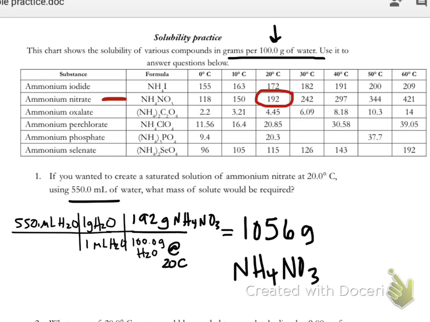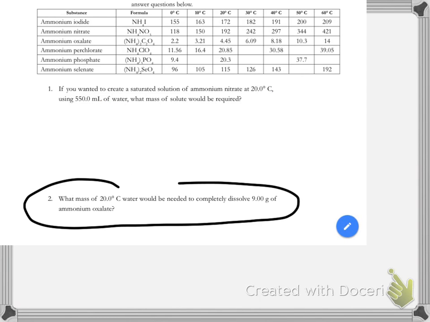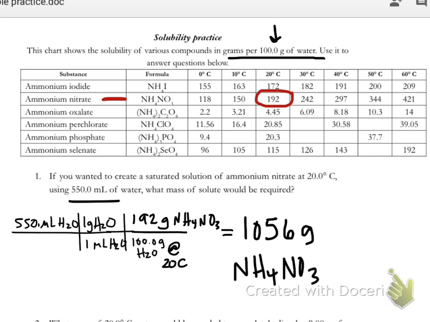So what I'm going to do is turn you loose to work on the rest of these on your own. In a couple cases, we're asking about the mass of the water, and it's the same relationship. What you're using as your conversion factor is the mass of solute that can be dissolved in 100 grams of water. That's kind of like the mole ratio for these. That's the relationship that you're looking at.